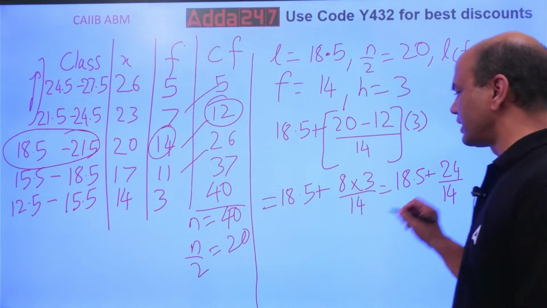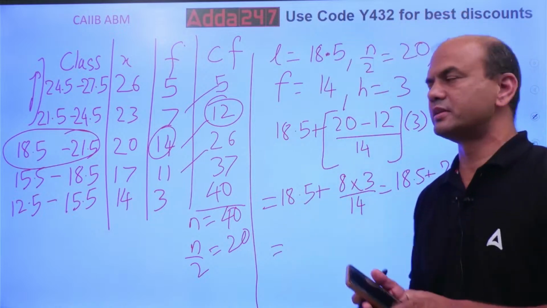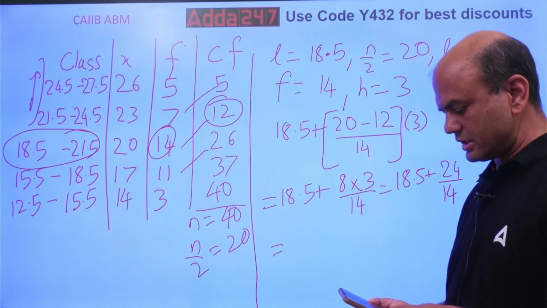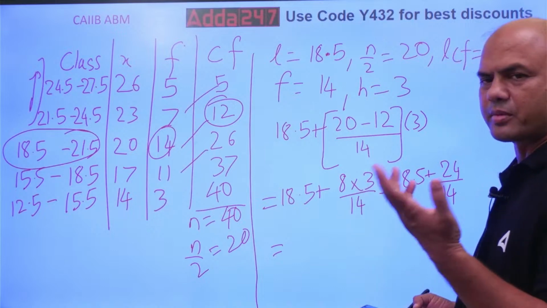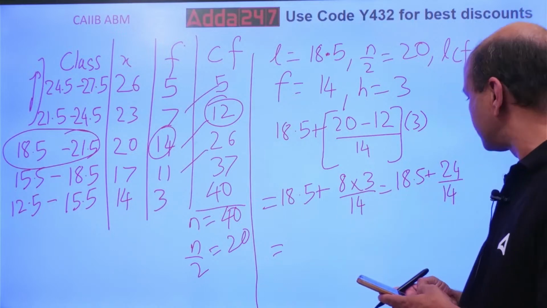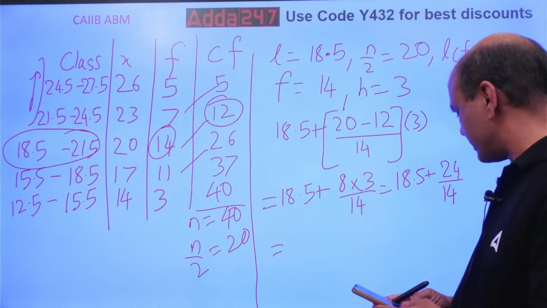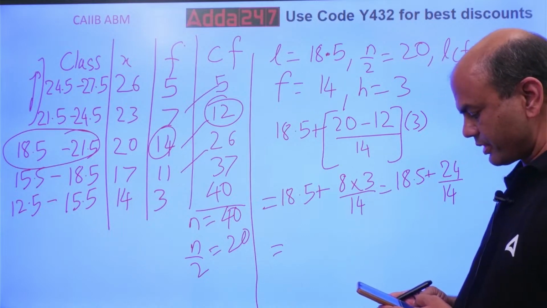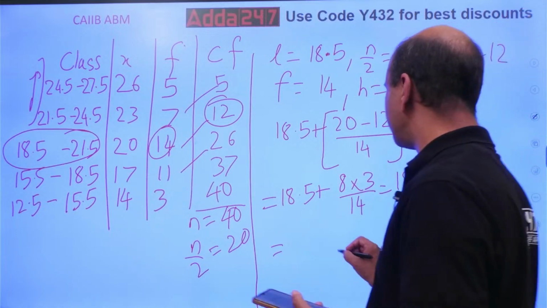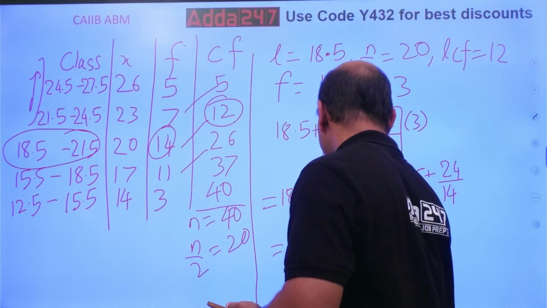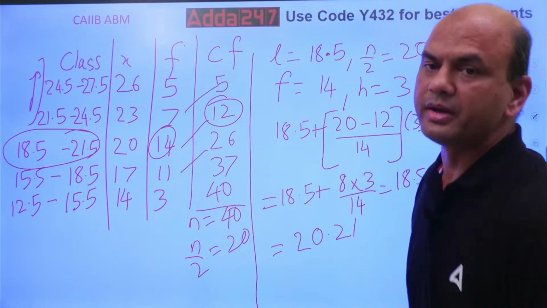So what is the answer you are getting? Everyone, do it on the calculator. Let me also try. I have just now taken this problem. 18.5 plus, what is this? 24 divided by 14. So it is 20.21. This is your median.